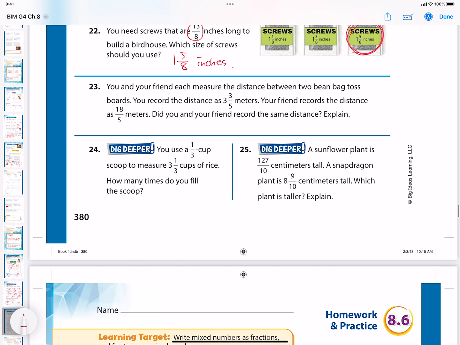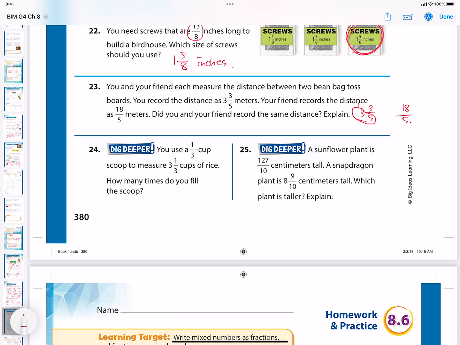All right, number 23. You and your friend each measure the distance between two beanbag toss boards. You record the distance as 3 and 3/5 meters. Your friend records the distance as 18/5 meters. Did you and your friend record the same distance? Explain. Simply you need to compare 3 and 3/5 and 18/5. Now all we need to do is what?